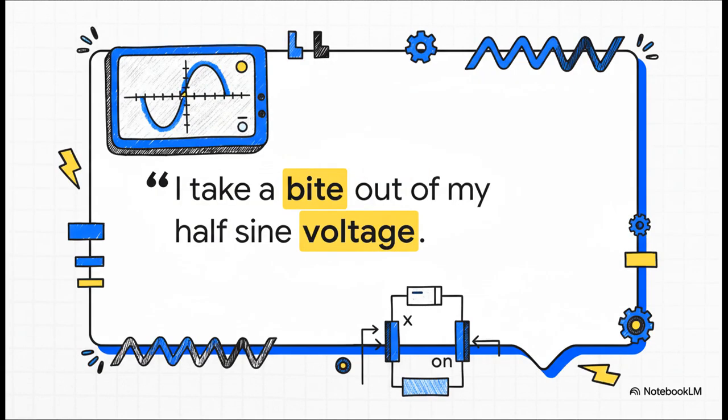So what's the big deal? Well, the effect this has on our output voltage is fascinating. Professor David Perrault from MIT has a great way of putting it. He says this delay takes a bite out of my half-sine voltage. It literally eats away a piece of the power the circuit is trying to make. Because during that brief moment when both diodes are on, the output voltage just nosedives to zero.